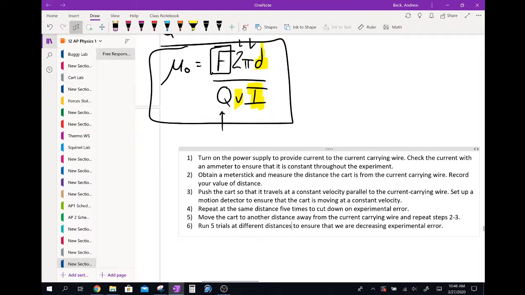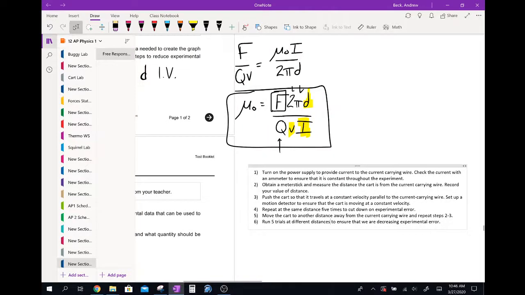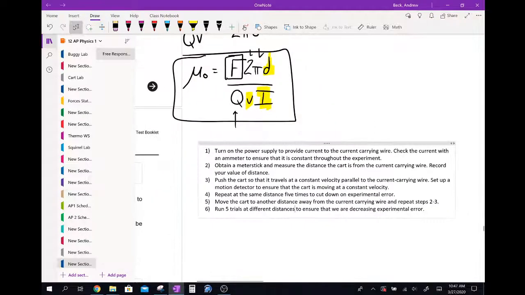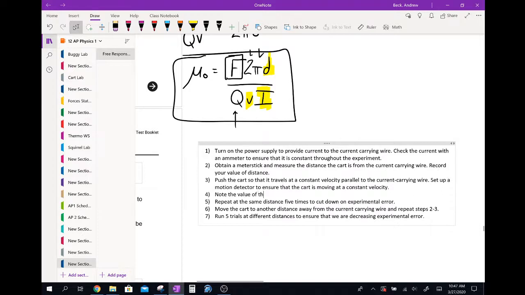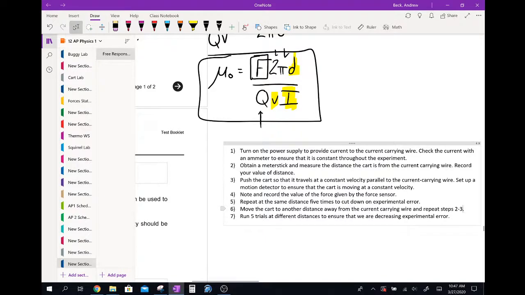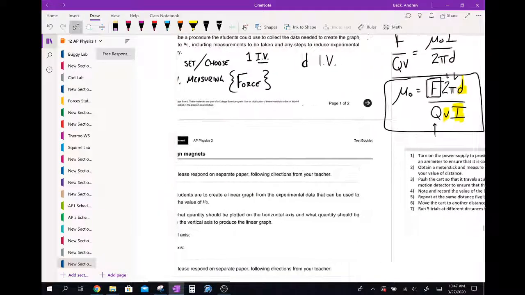Great, so that's really all I have to say for this. We've set up an experiment where we're making sure that our constants are constant and that we are changing our independent variable. And then maybe something about, set up a motion detector. And then I'll say something about actually note the value of the force given by the force sensor. So note and record, so that way we have a value for this force. All right, and then repeat, and yeah, we are good to go. Now it's going to be steps 2 through 4 actually. So now we have an experiment.